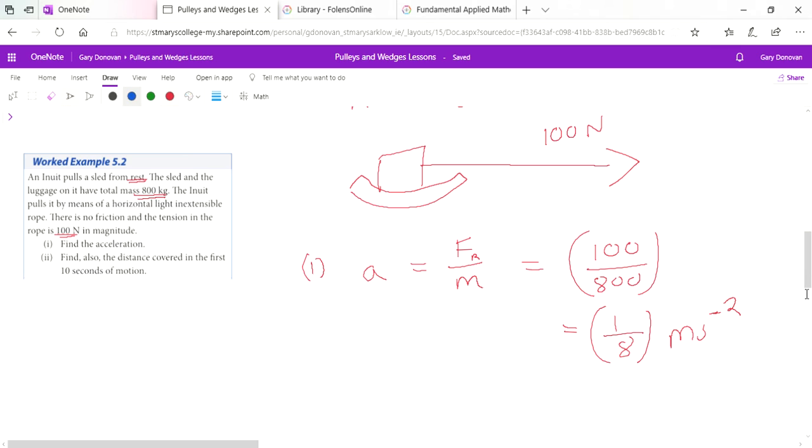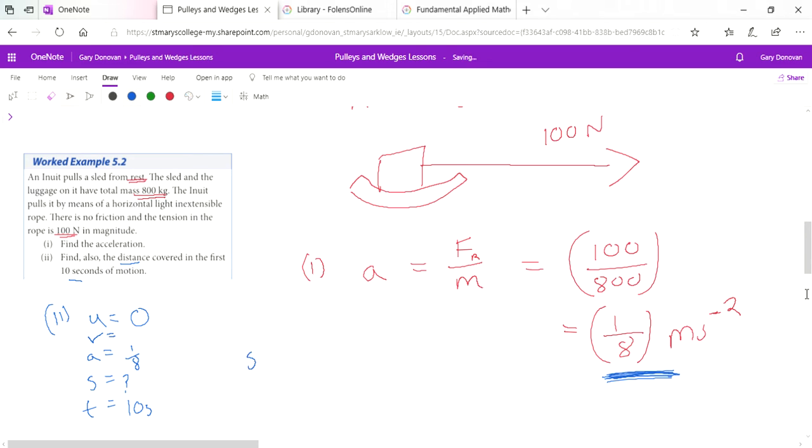Part 2. Find the distance covered in the first 10 seconds of motion. Now what you're going to see in other topics is topic 1 actually comes into them a lot as well. So anytime we have anything which is accelerating at a constant rate and we want to find something like the distance or the time traveled or whatever, we always use our UVAST. So we're going to be using information we learned in topic 1 here as well. So the sleigh started at rest, acceleration is 1 over 8, and we're looking for the distance traveled in 10 seconds of motion.